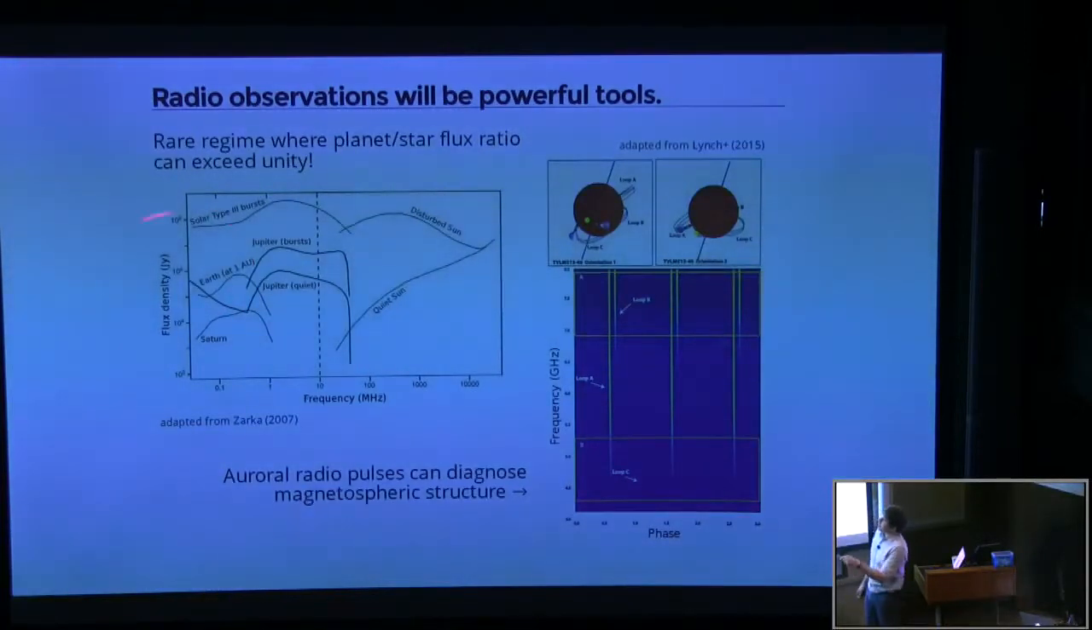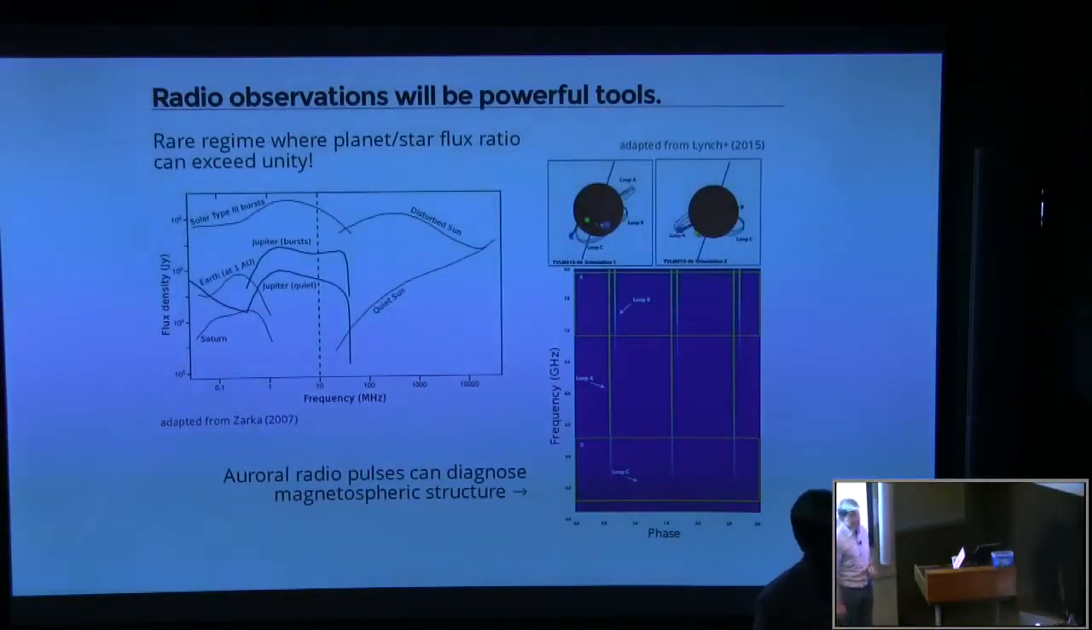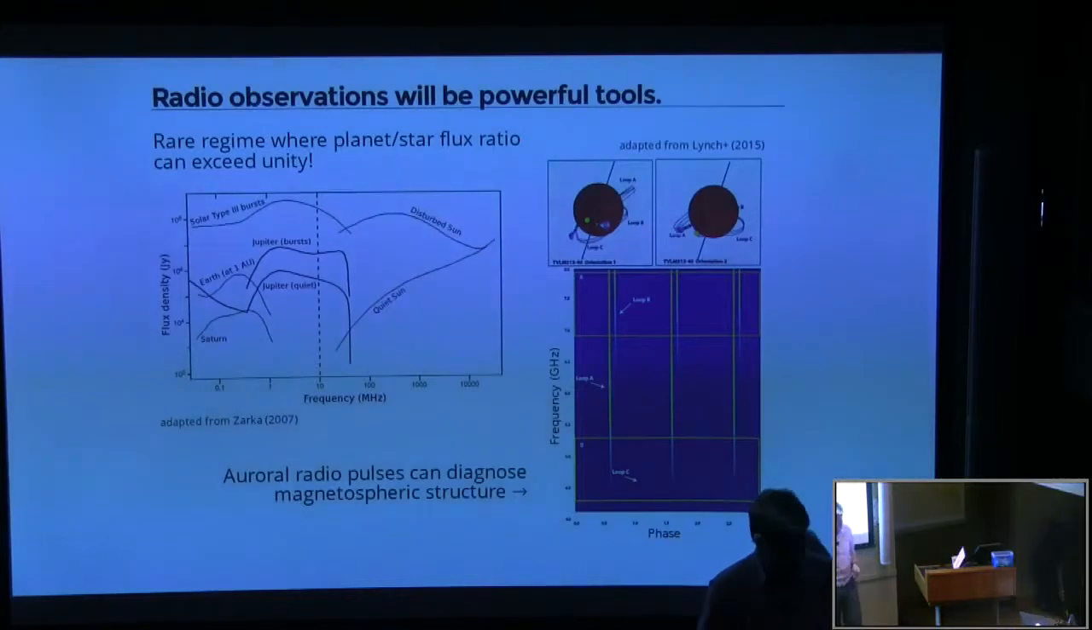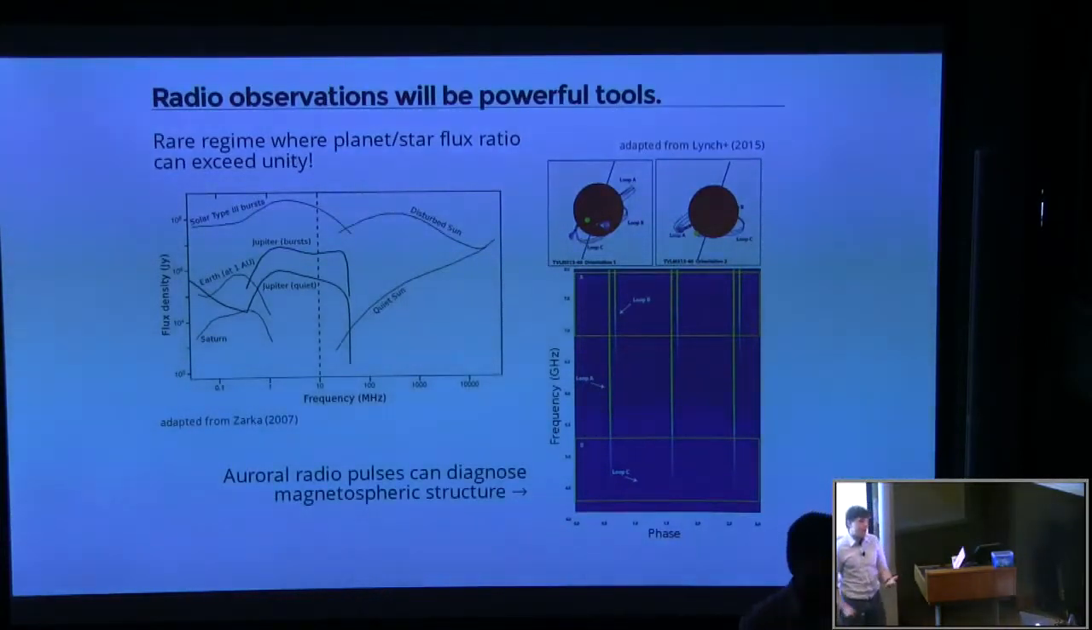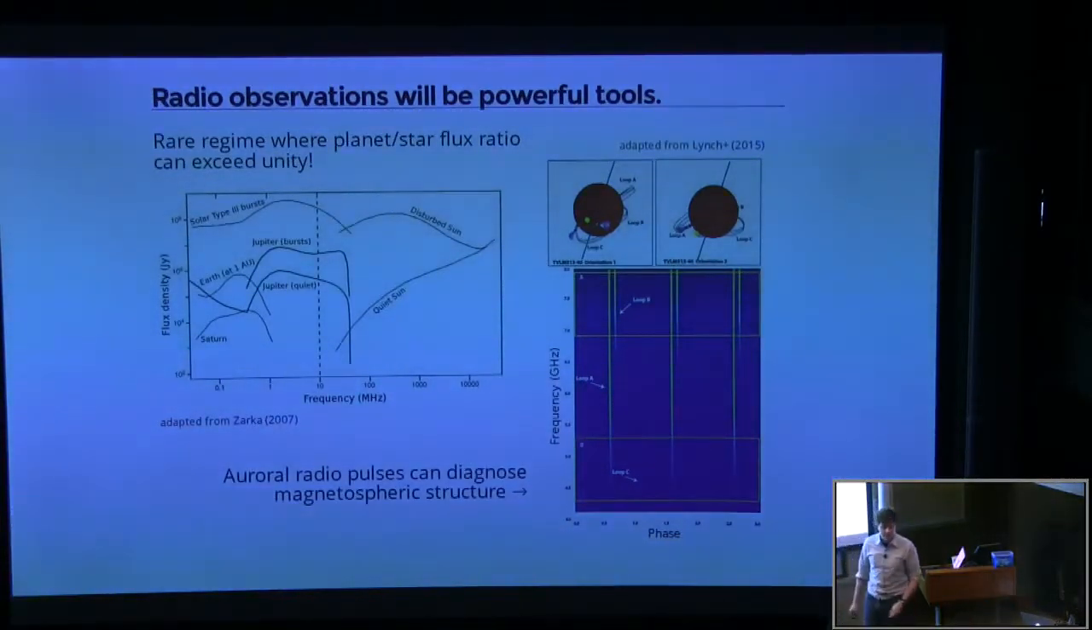This is because the radio emission you're getting from things like planets is auroral radio emission, which is coming from a coherent maser process where you get very high brightnesses with relatively low energy input. So despite the fact that the energy scale of the planet is a lot smaller, you can still get very bright emission.